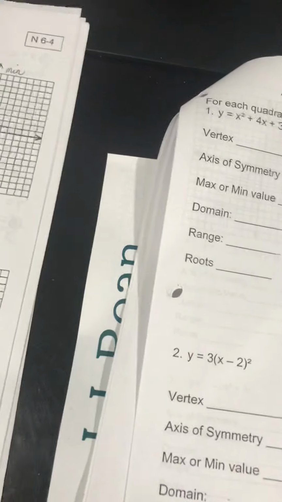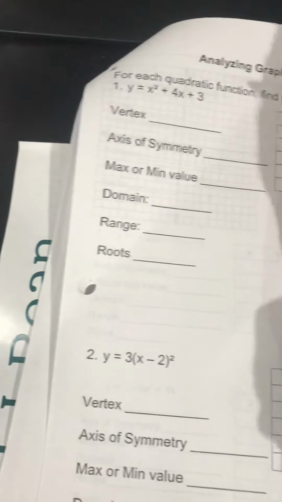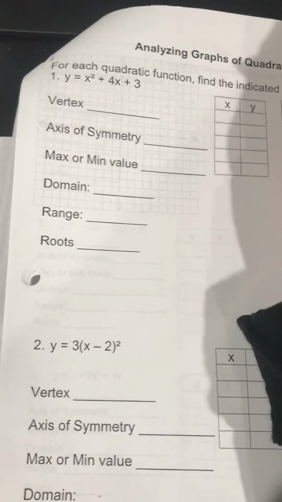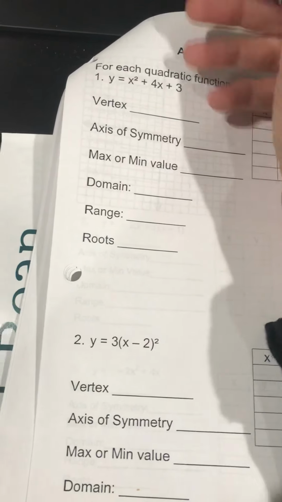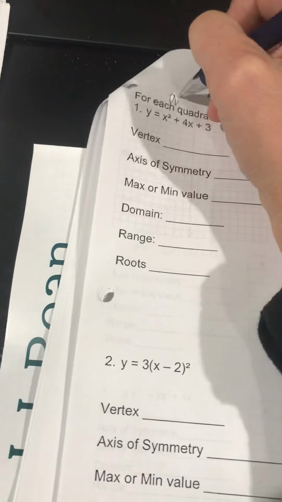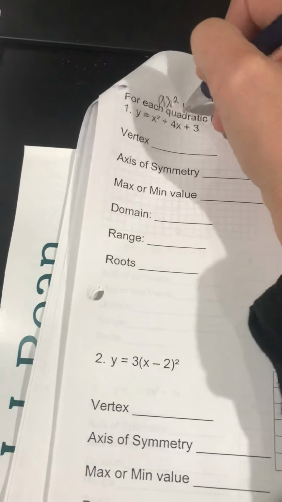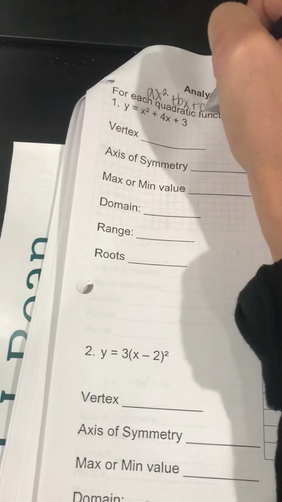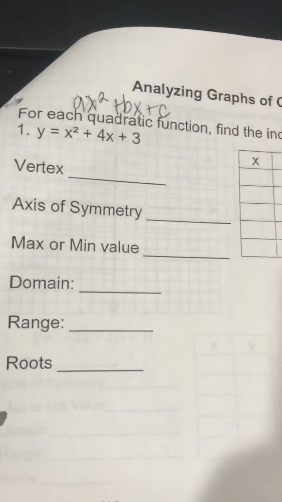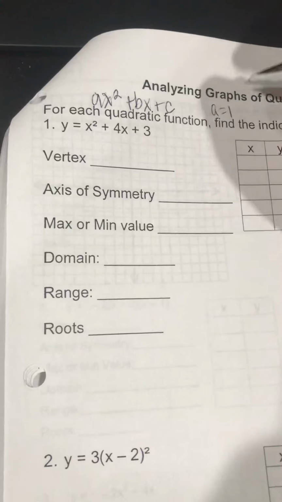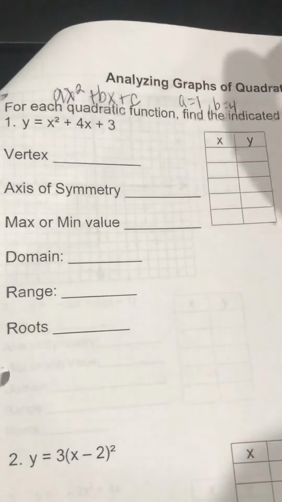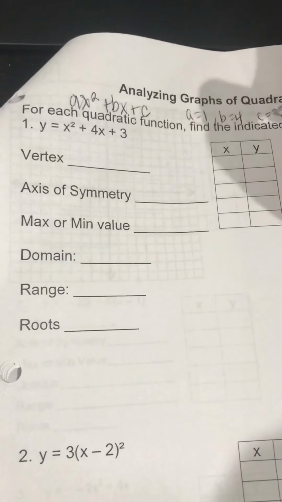Alright, so let's see what we have here. On the first one, we need to figure out which equation this looks most similar to. I would say ax squared plus bx plus c. That means right now our a would be equal to 1, our b would be equal to 4, and our c would be equal to 3.